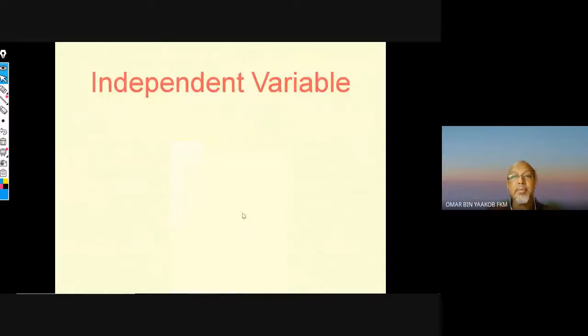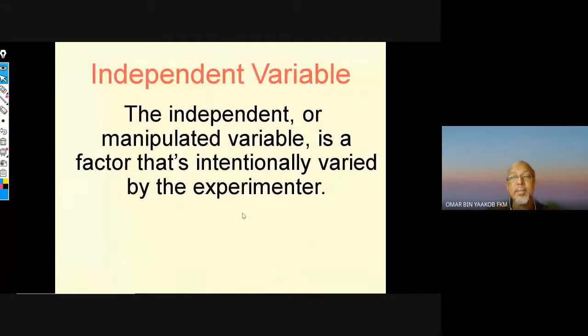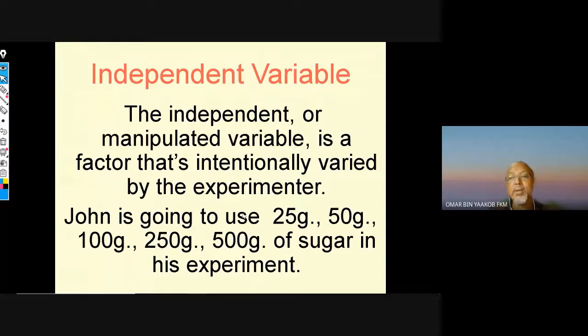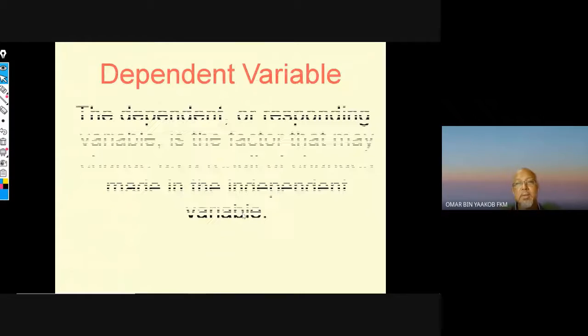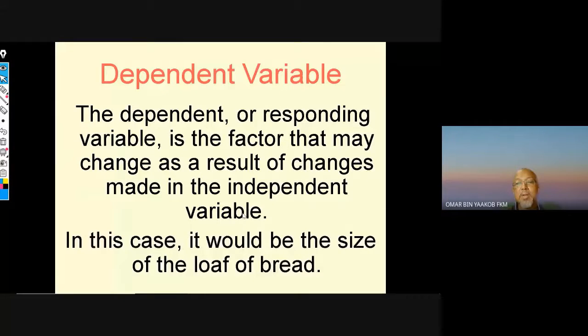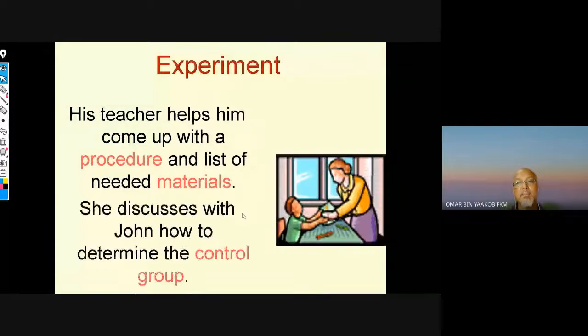Okay, this is a definition of that. The independent variable is the factor that is intentionally varied by the experimenter. In this case, John is going to use 25, 50, 100, 250 gram sugar in his experiment. So this is the independent variable. And the dependent variable is the one that is responding to the changes in the sugar, the size of the loaf of bread. So he did his experiment.